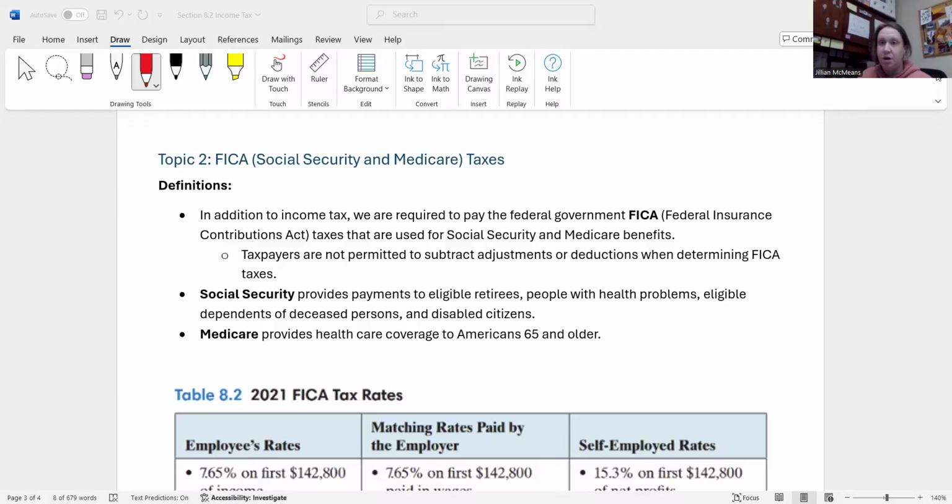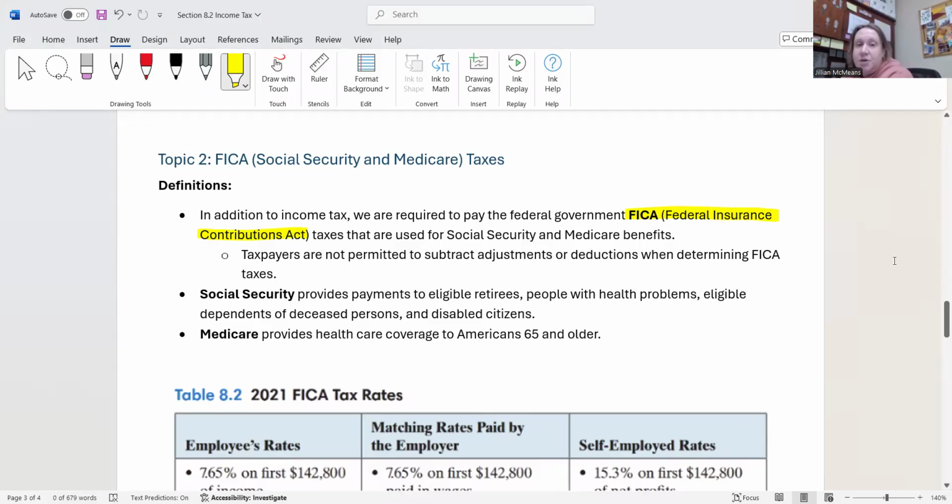For topic two, we're going to talk about FICA taxes. These are your Social Security and Medicare taxes, okay? So, kind of definitions or descriptions of what this means: in addition to income tax, we are required to pay federal government FICA taxes. This stands for Federal Insurance Contributions Act, okay? And these are taxes that are used to pay for Social Security and Medicare benefits.